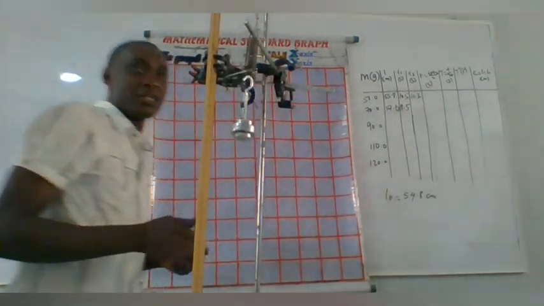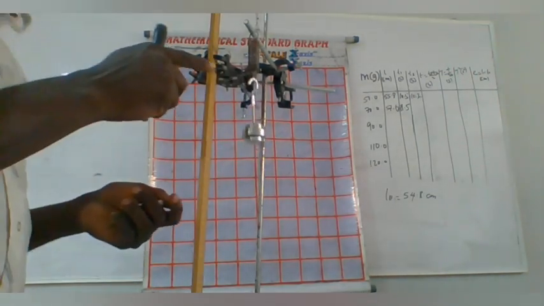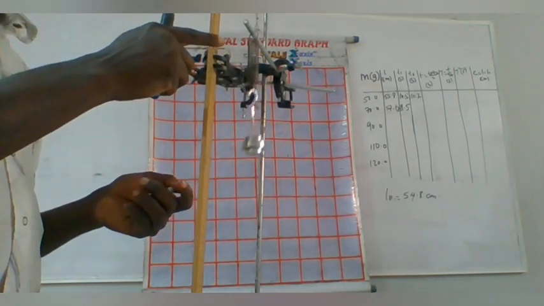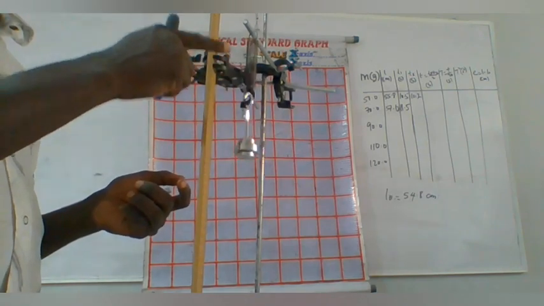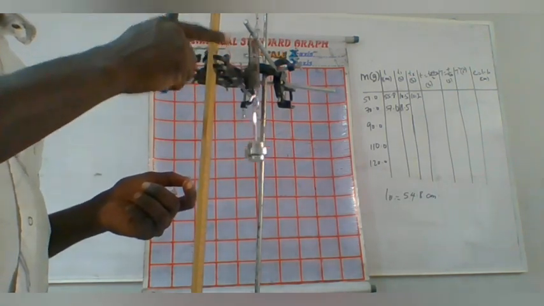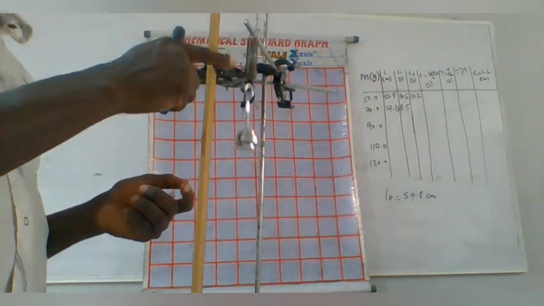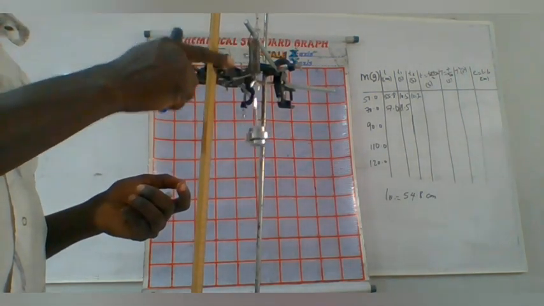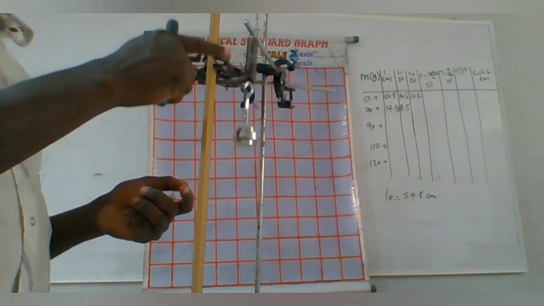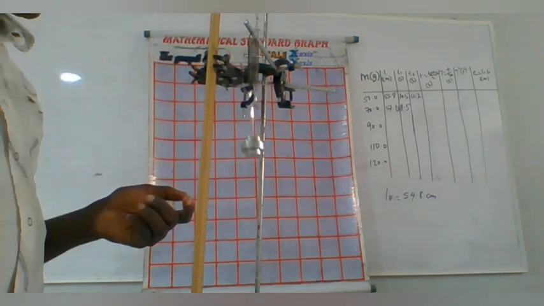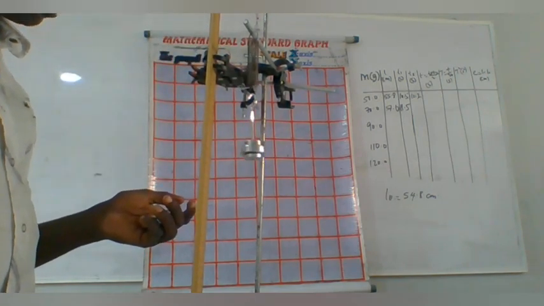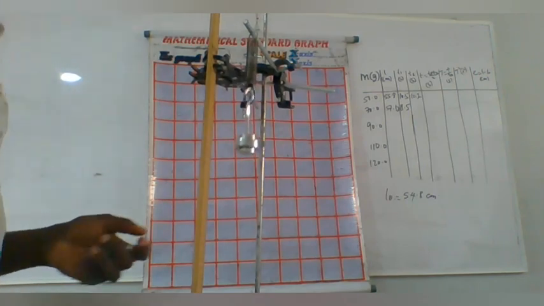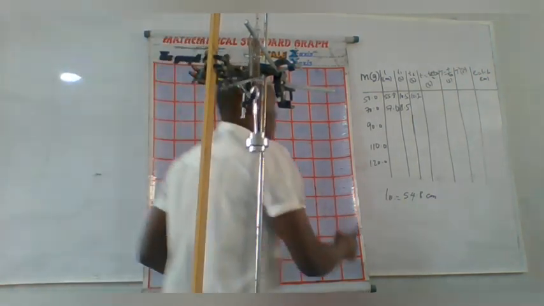Okay, take that again. 1, 2, 3, 4, 5, 6, 7, 8, 9, 10, 11, 12, 13, 14, 15, 16, 17, 18, 19, 20. So this time around I have 11.2, which is close.